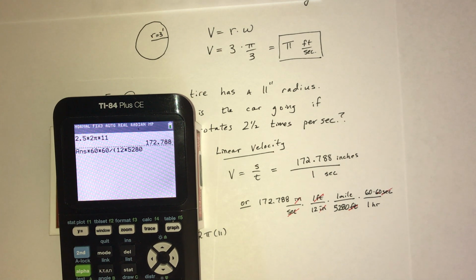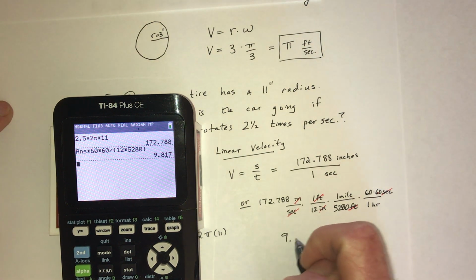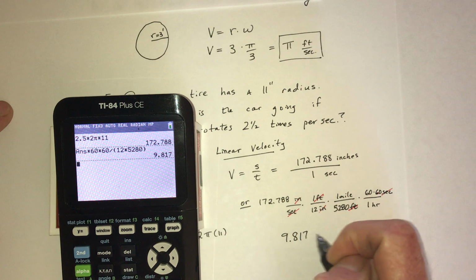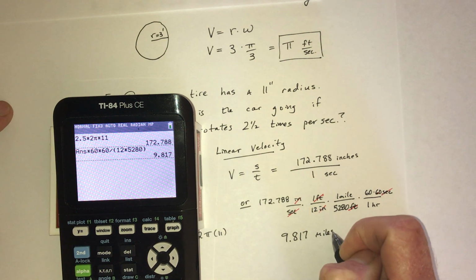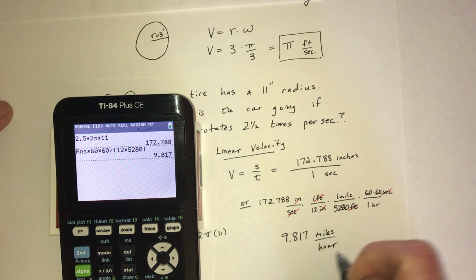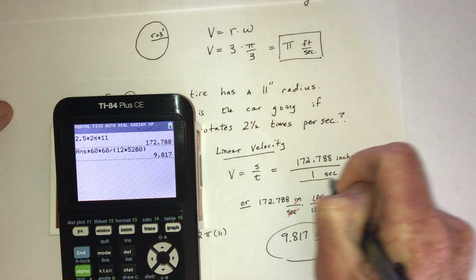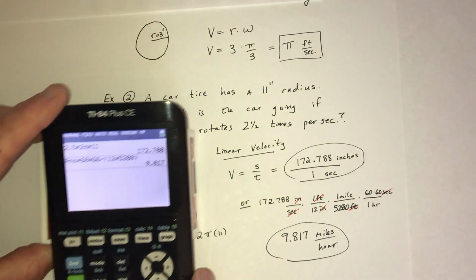So let's see, are they going to get a speeding ticket? They're going about 9.8 miles an hour. So I don't think they're going to get a speeding ticket. Miles per hour. There it is, miles per hour. There it is, inches per second.